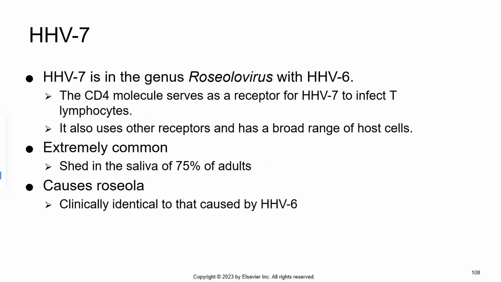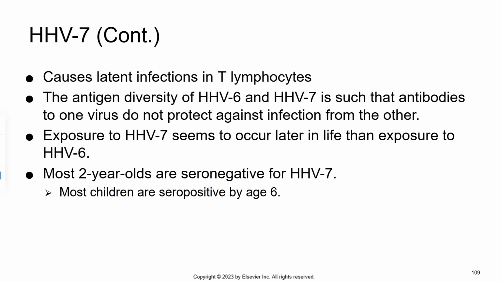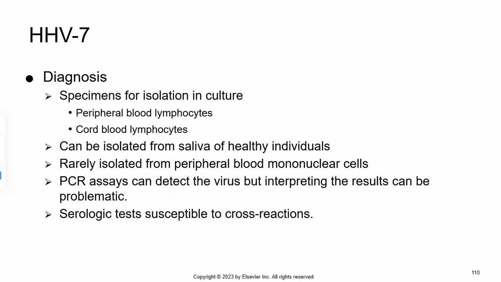HHV7 is in the genus Roseolavirus, just like HHV6. The CD4 molecule serves as the receptor for it, and it infects T lymphocytes. It also has other receptors and a broad range of host cells. Extremely common, it's shed in the saliva of about 75% of adults, and causes roseola, clinically identical to HHV6. Causes latent infections in T lymphocytes. Most 2-year-olds are seronegative for HHV7.